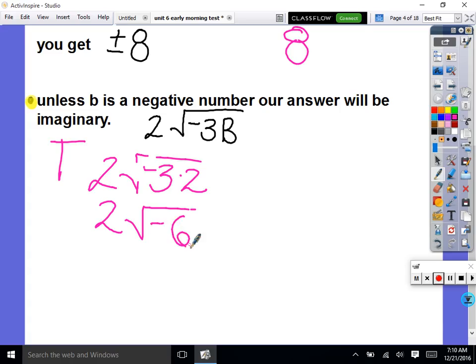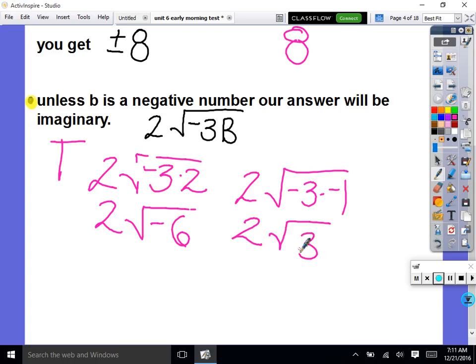Okay, so let's test our other theory. Let's say B was negative. That's 2 times the square root of negative 3 times negative 1, for example. Well, that's 2 square roots of 3. That's not imaginary, correct? So that one would be a true statement. Everybody good with that? Okay.